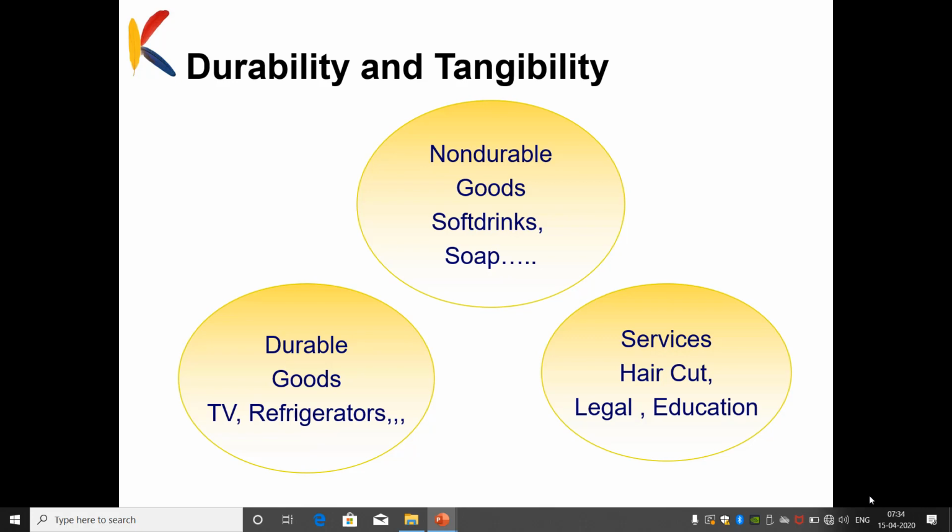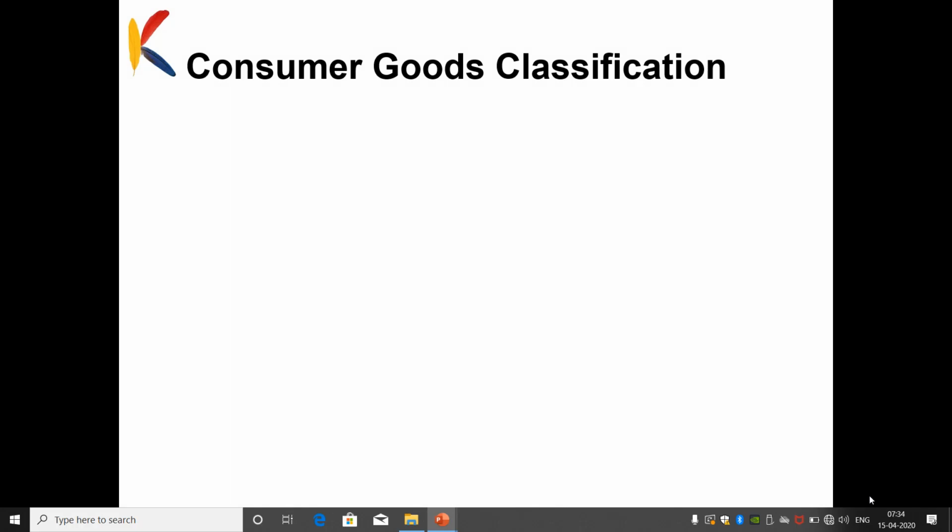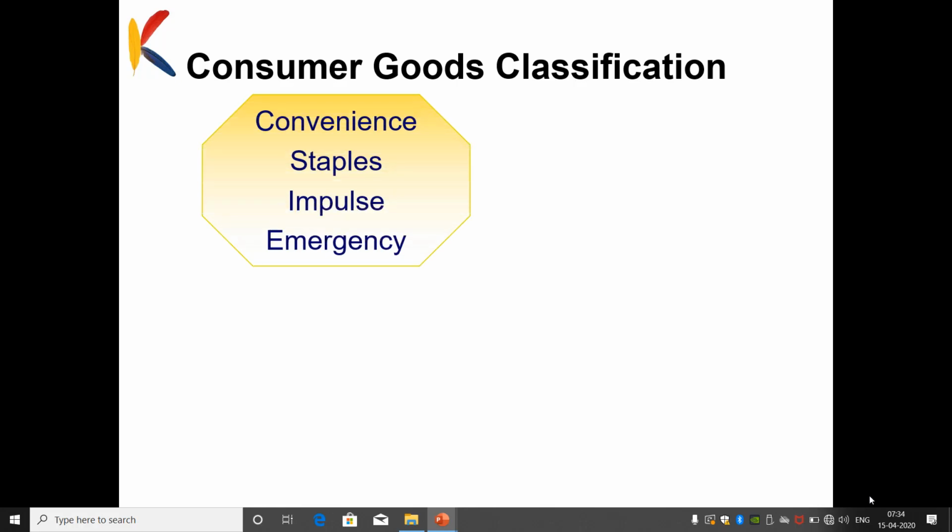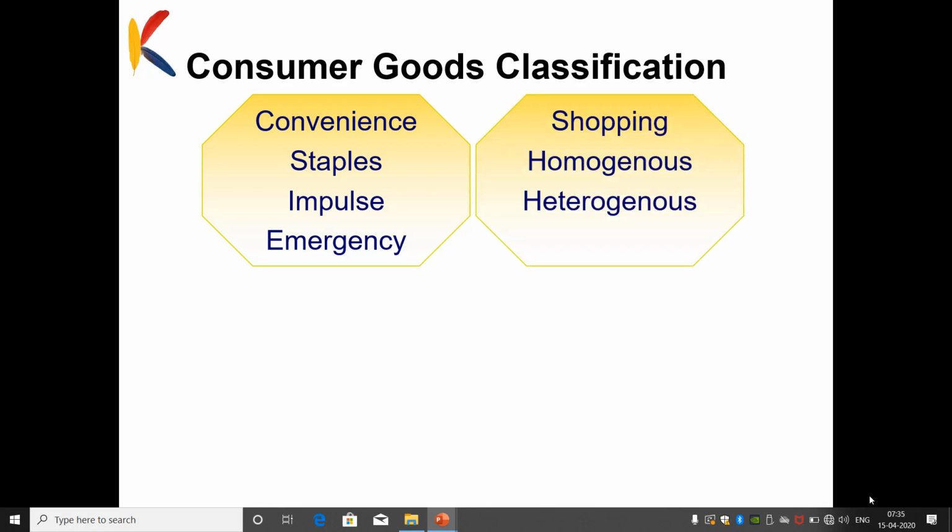Second is on the basis of usage. Again, there are some goods which are meant for the usage of the consumer, like convenience goods such as daily staples, or impulse buying when we are going to any grocery store or mall, or maybe even a pan shop, where we see the product and think, let us purchase it. Or there are emergency goods like inhalers: you got a cold and you thought, let me buy an inhaler, so that is just an emergency buy.